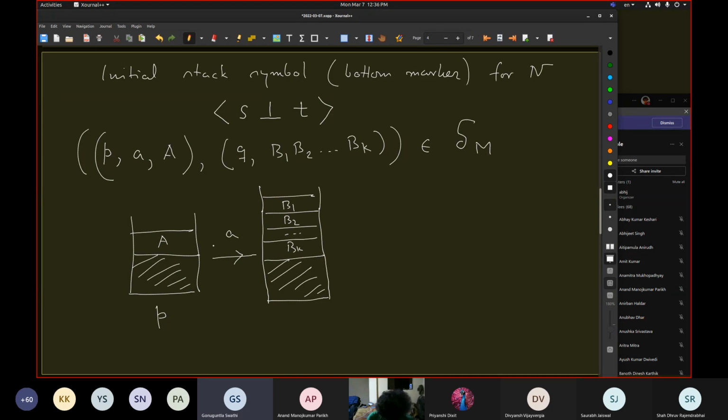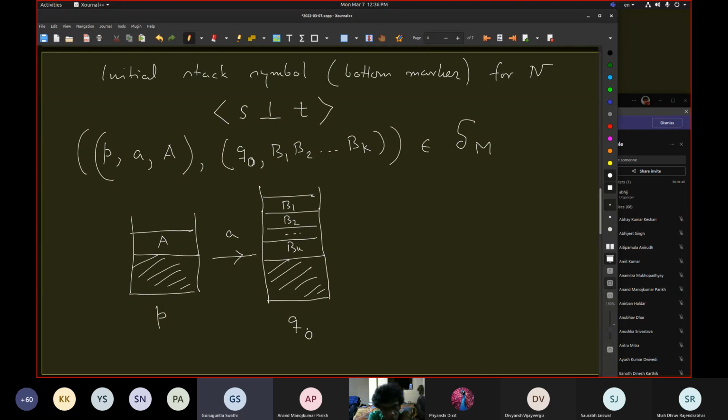Of course, if K is 0, this is immediately popped out. Okay. If not, this will go to state Q. Let us call this Q0 for a reason that will be clear soon. Let's assume that K is greater than or equal to 1.